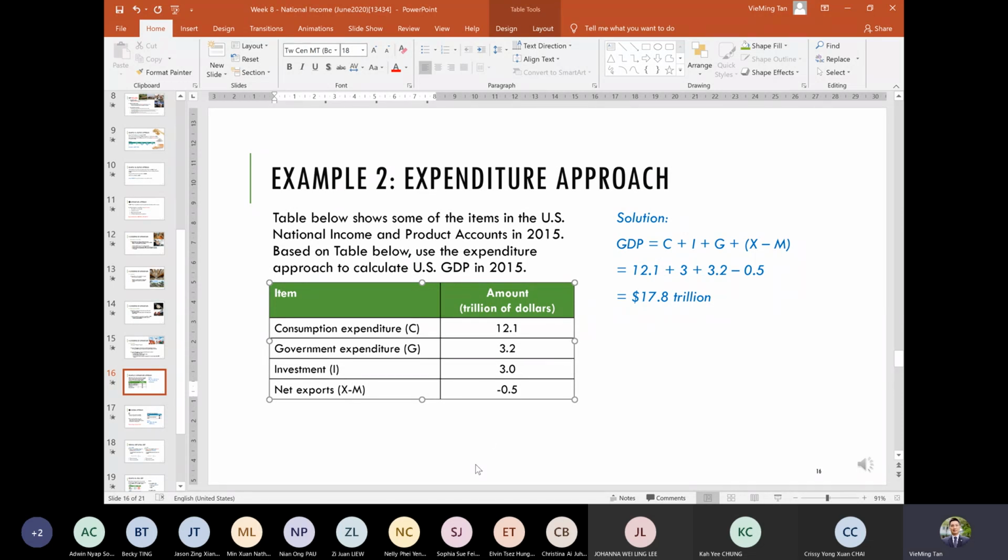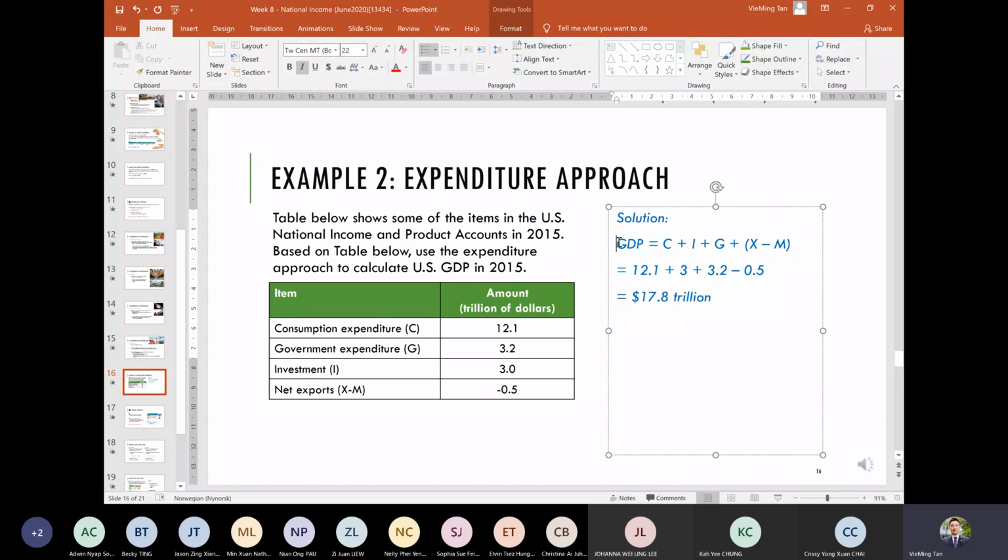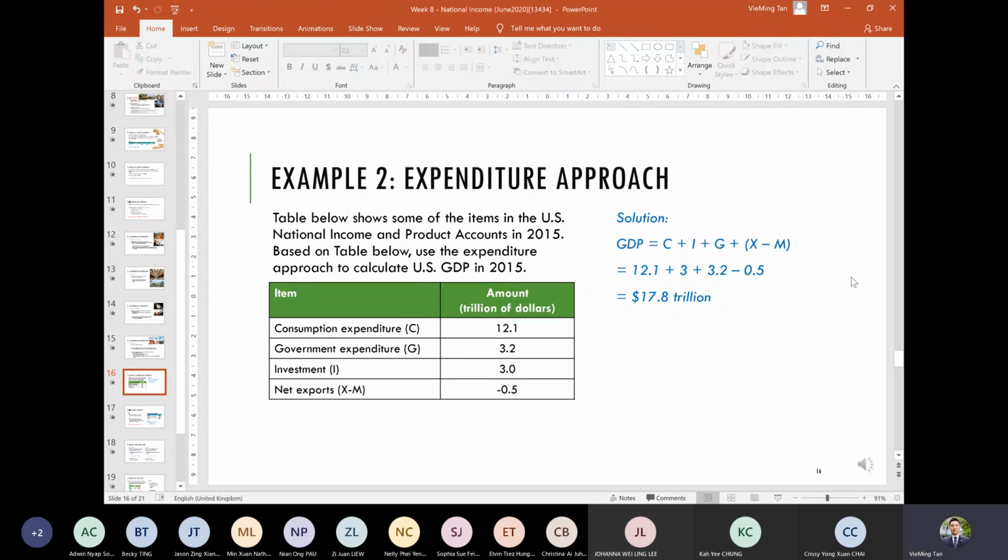Now the next step is to write down the formula for the expenditure approach. What's the formula to calculate the GDP value? This formula you need to remember. If using the expenditure approach, the formula to calculate the GDP is C plus I plus G plus X minus M. So far so good?